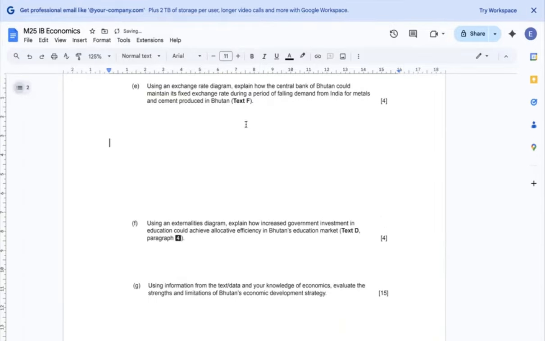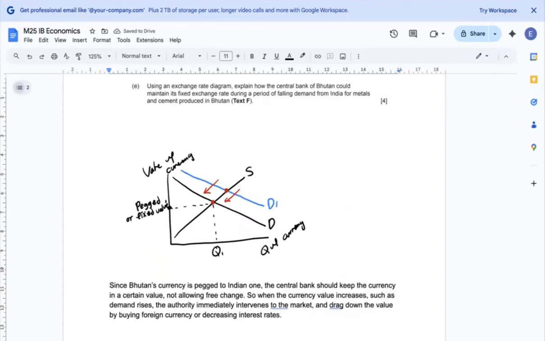Question E. Using an exchange rate diagram, explain how the Central Bank of Bhutan could maintain its fixed exchange rate during a period of falling demand from India for metals and cement produced in Bhutan. Since Bhutan's currency is pegged to the Indian rupee, the central bank should keep the currency at a certain value, not allowing free change of its value. So when the currency value increases, such as when demand rises, the authority immediately intervenes in the market and drags down the value of the currency by purchasing foreign currency or decreasing interest rates.